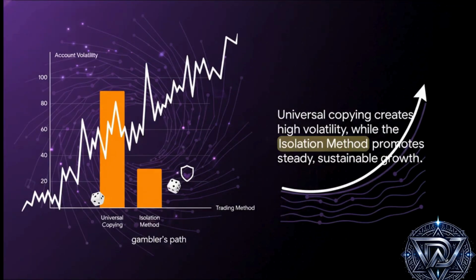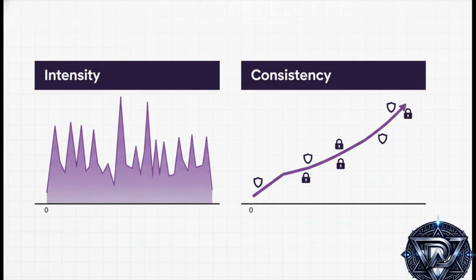And the difference is just so clear when you look at it like this. Universal copying gives you this crazy equity curve with these dramatic highs and absolutely terrifying lows. It's a gambler's ride. But the isolation method is designed for steady, compounding growth. It's smoother, it's more predictable, and above all, it's way more sustainable. It keeps you in the game. And that's really what it's all about. Being a professional prop trader isn't about having one monster month. It's about surviving the drawdowns that are going to happen, protecting your capital, and just staying at the table, month after month, year after year.